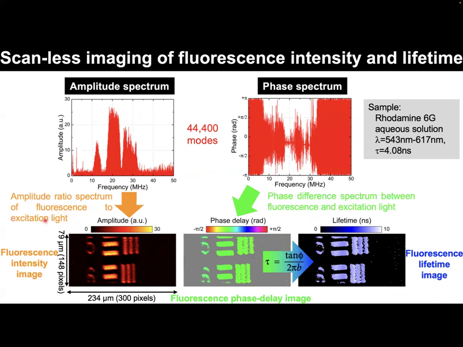Based on the one-to-one correspondence between the RF frequency and the image pixel, the fluorescence intensity image is reconstructed like here. Similarly, after the phase difference spectrum between the fluorescence and excitation rate is calculated, the fluorescence phase delay image is reconstructed like here. Then this fluorescence phase delay image is converted into the fluorescence lifetime image based on this equation.